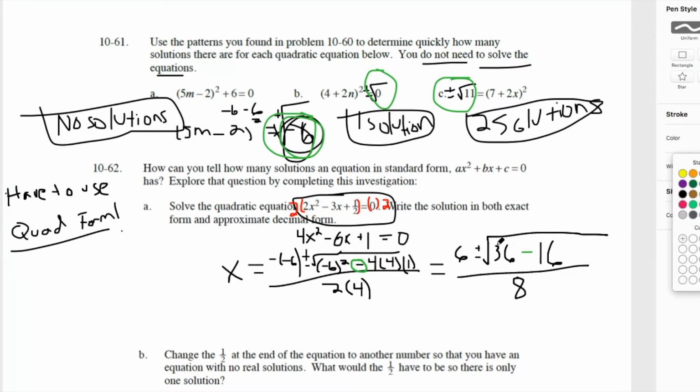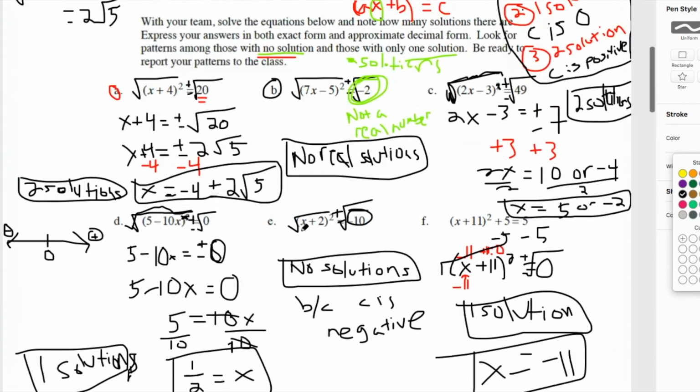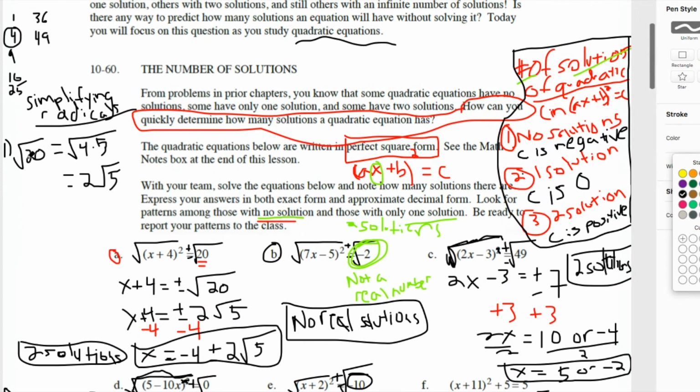This is 36 minus 16. I'm going to cross that out. Underneath the radicand, we have 20 again. So we know that that's going to be equal to 2 root 5. So I'll do that down below. Because remember, over here we did that out, right? Simplifying radicals. This is one we had to simplify.